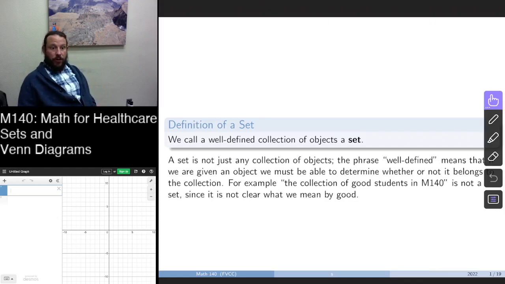The phrase well defined means we are given an object, and we must be able to determine whether or not it belongs to the collection. For example, the collection of good students in Math 140 is not a set, since it is not clear what we mean by good. Think about how you could make that a well-defined set.